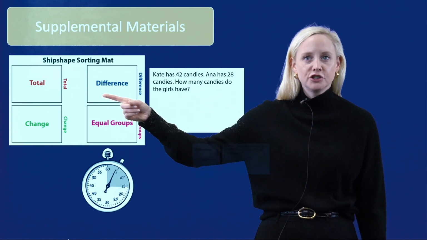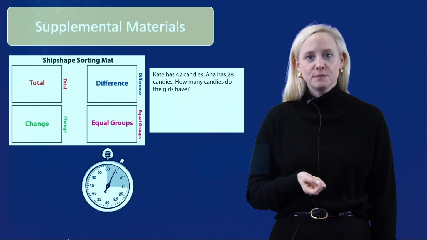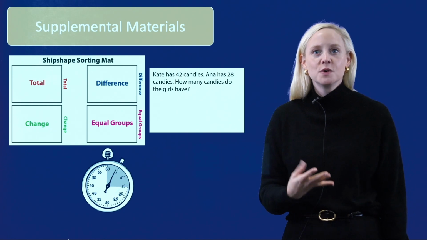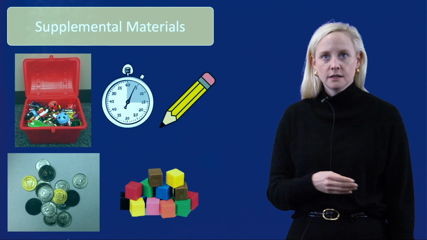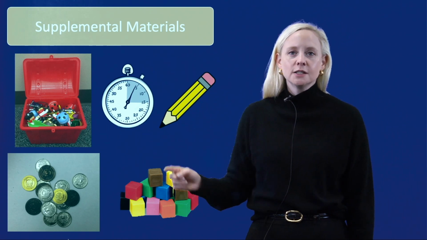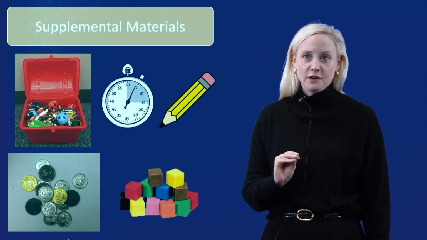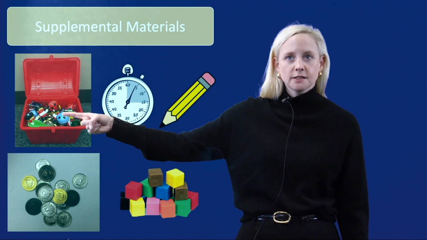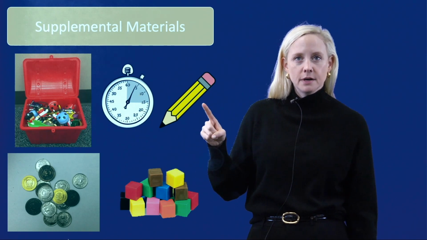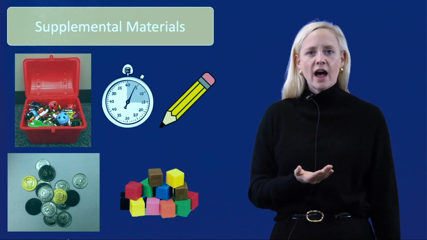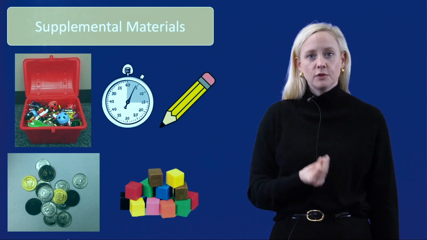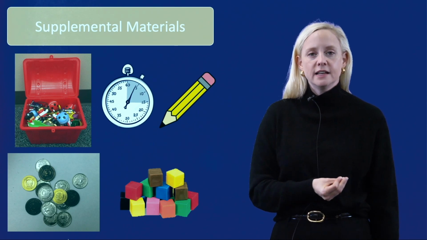We also have our ship shape sorting mat and our ship shape sorting cards to help you with that 4th component of our intervention, ship shape sorting. And what we have here is what's not going to be included for you. So we see a treasure box with prizes, a timer, the pencil, the coins, and the cubes. And these are all items that you are going to be responsible for providing when you're implementing the intervention.